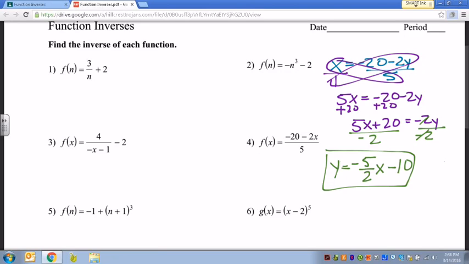So that is how we find inverses of functions. Those were a couple more difficult ones. Hopefully these are helpful.